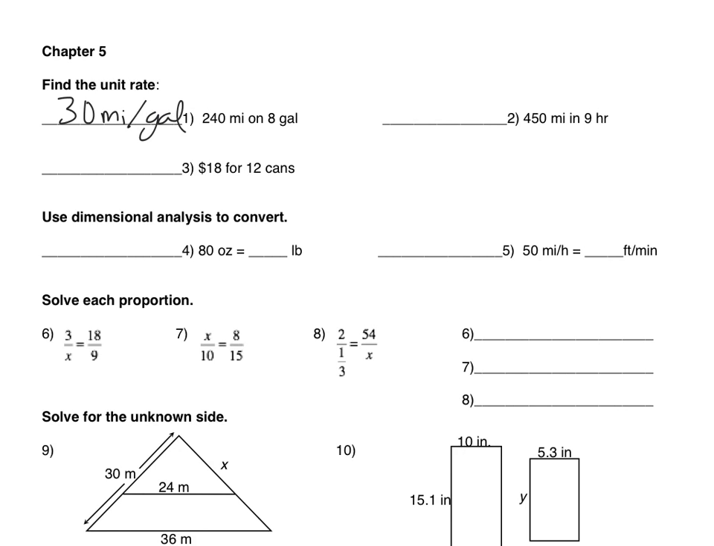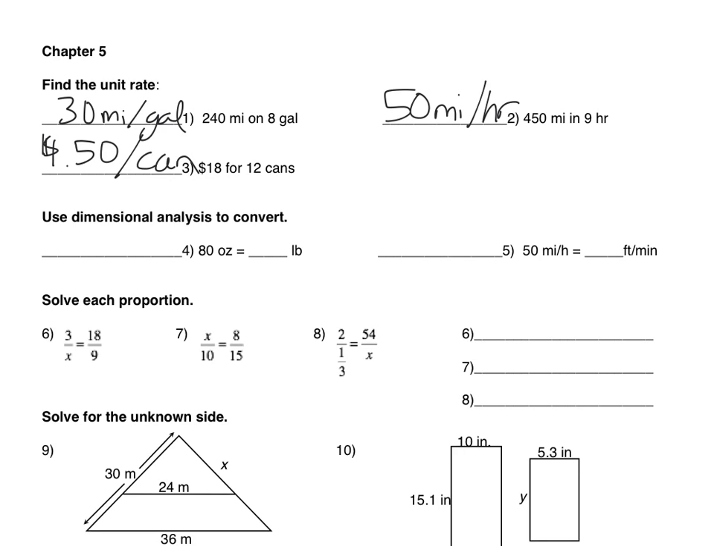For number 2, take 450 miles divided by 9 hours to get 50 miles per hour. And then for number 3, if you take $18 divided by 12 cans, even if you come up with a decimal, that's okay. It's $1.50 per can.